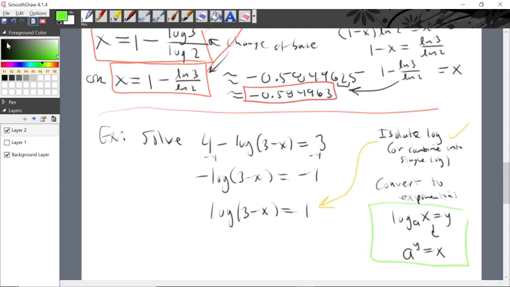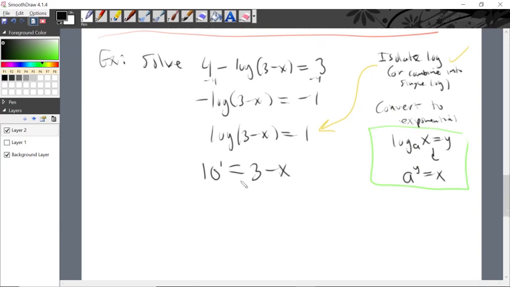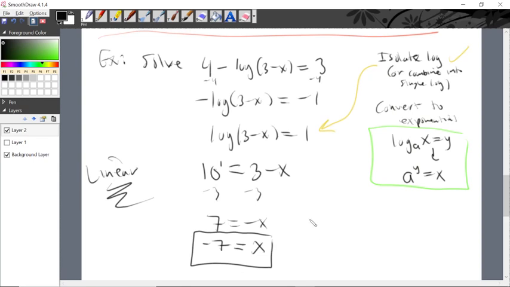All right, so let's convert our logarithm. We have a base 10 logarithm in this case, so 10 to the power of 1 is equal to 3 minus x. And now we reassess the new equation and solve it depending on what family it belongs to. This equation happens to be linear, so we solve it as a linear equation. 10 equals 3 minus x, subtract 3 from both sides, 7 equals negative x, therefore x is equal to negative 7. And that's it. Remember to check your solutions, particularly with logarithmic equations.